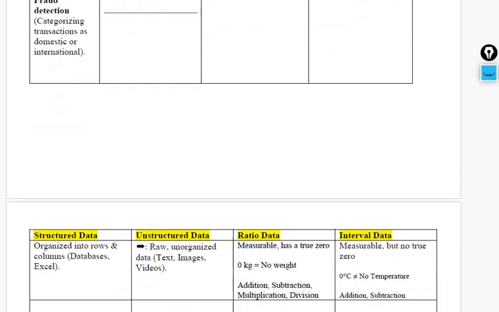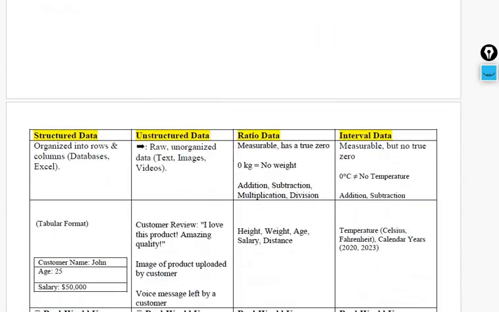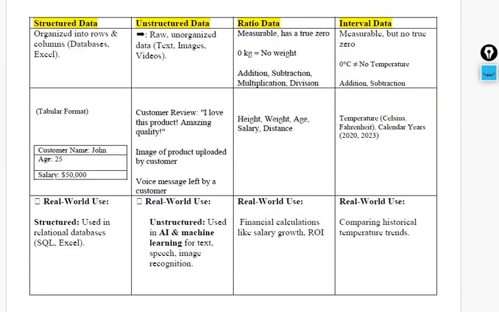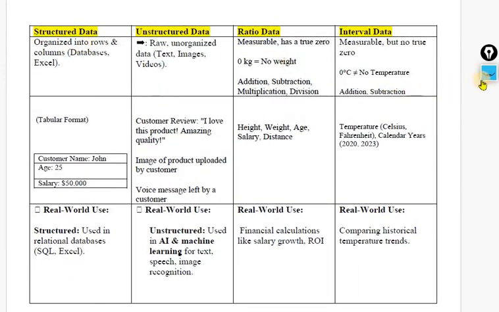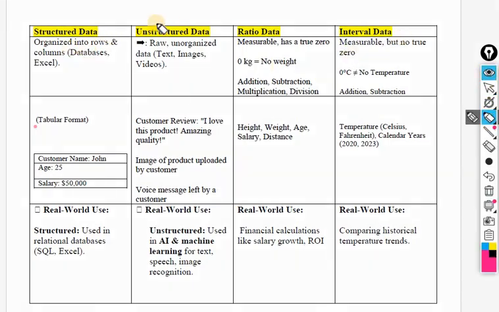So next, moving on to these four different categories of data. Here we see structured data, unstructured data, ratio data and interval data. Structured means it will be in the form of rows and columns. Unstructured means unorganized data that you cannot organize. If it is in the format of images or videos, you cannot put it in table format. These kinds of data are classified under unstructured.